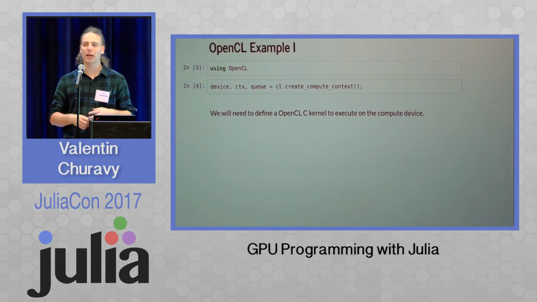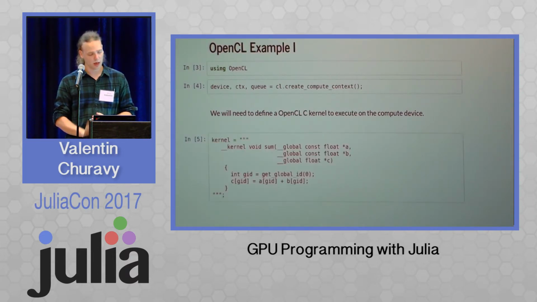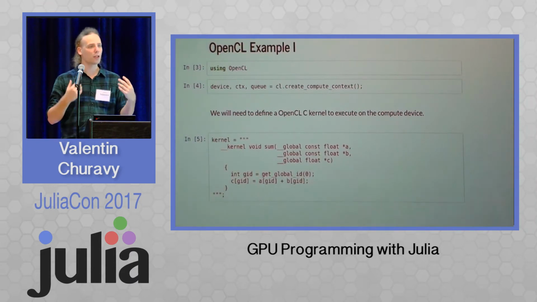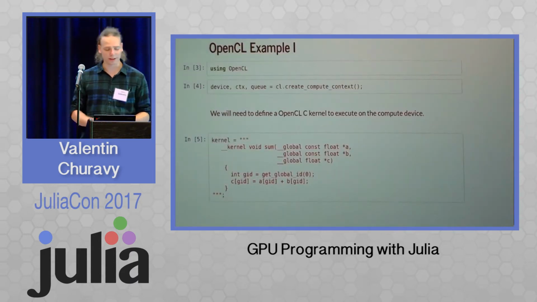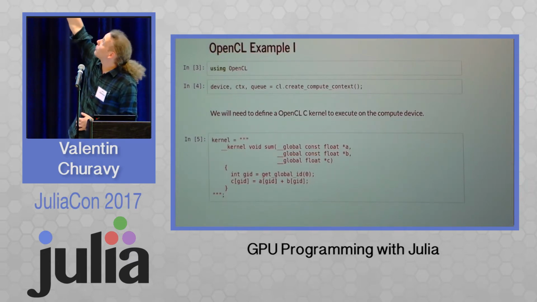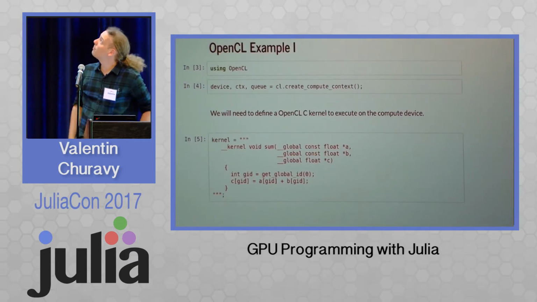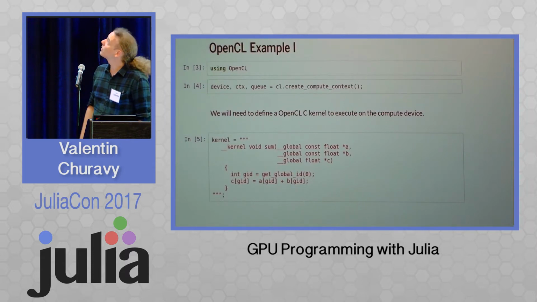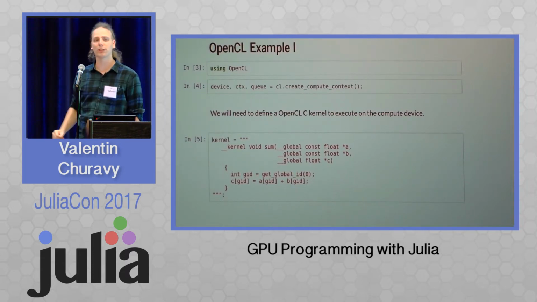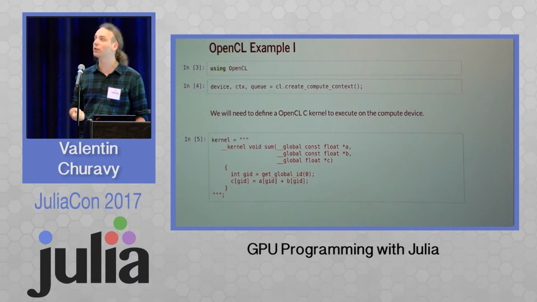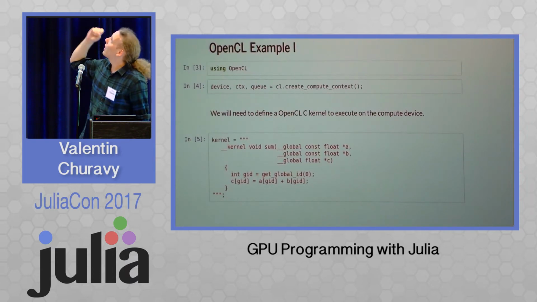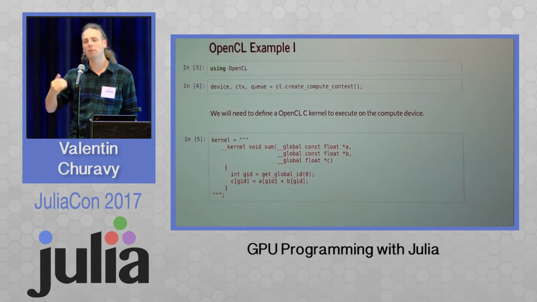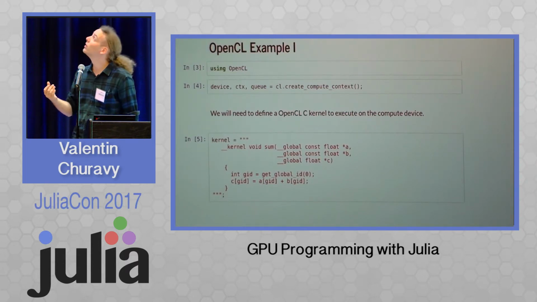Then we will create a kernel, a program that will run on the GPU. In this case, we have to write it in C, in OpenCL C. You see these annotations to the input variables of the function. There's also a kernel annotation that tells the compiler this is a kernel function. And then we have global address space for memory that is global on the GPU.